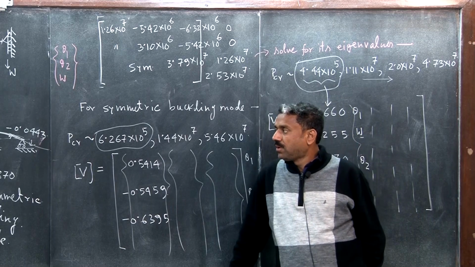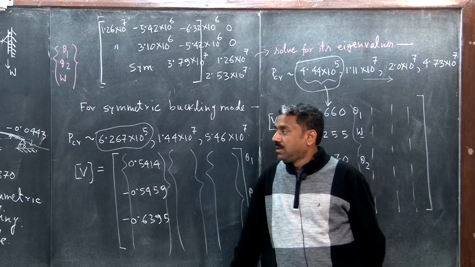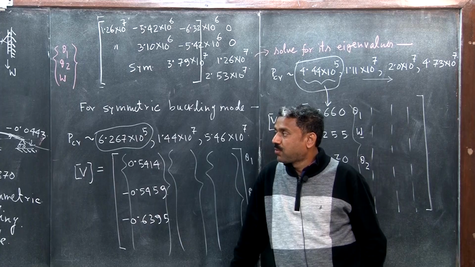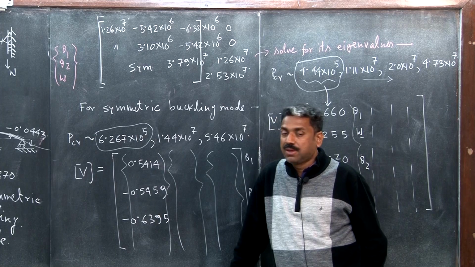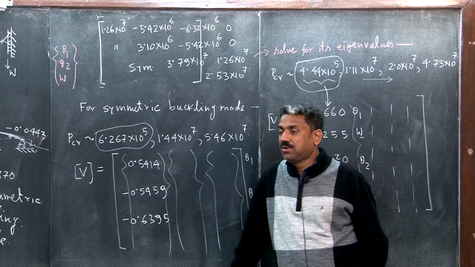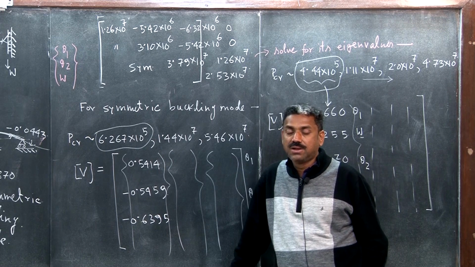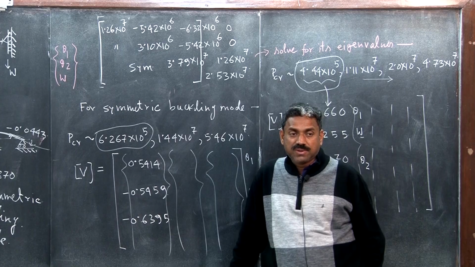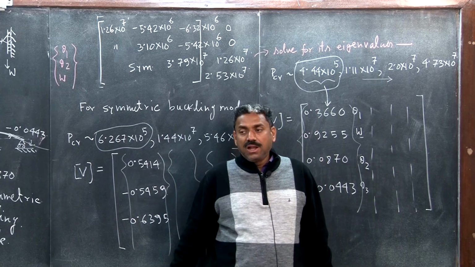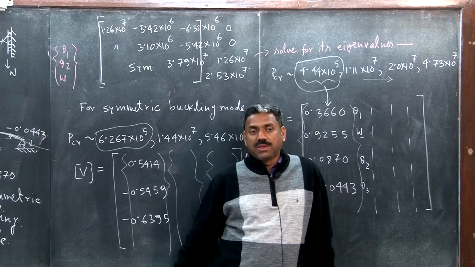So, this way you can solve the problem. Now, you can write a code here. The approach is similar. Only thing is that the way in finite element analysis you have learned to find out the stiffness matrix, similarly, you have to find out the geometric stiffness matrix. And then you can solve the eigenvalue problem.